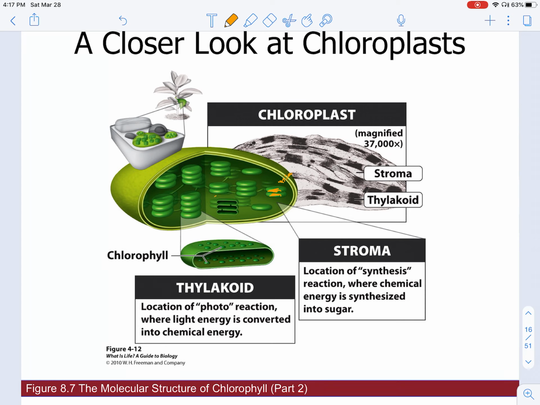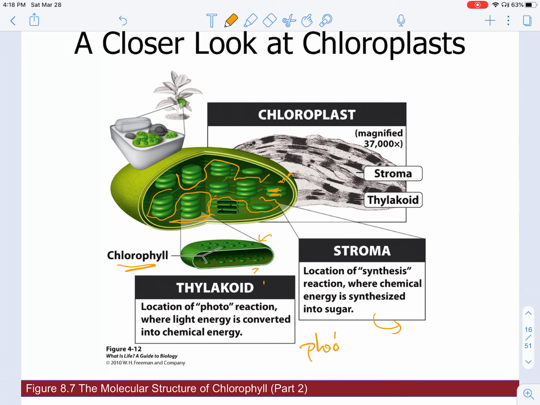These thylakoids are embedded within this matrix called the stroma, and the stroma is the place where the sugars are made. So chloroplasts have thylakoids that are packed with chlorophyll. The chlorophyll are actually the pigments that will absorb the energy of the sun and move around its electrons in response. And then it's embedded in this jelly called the stroma, which is the site of sugar creation.